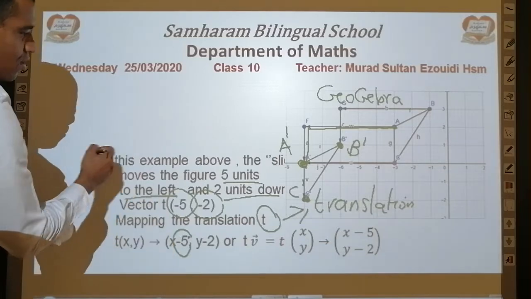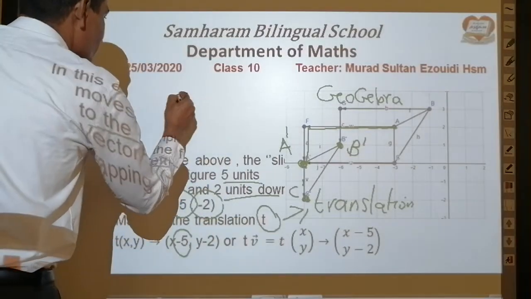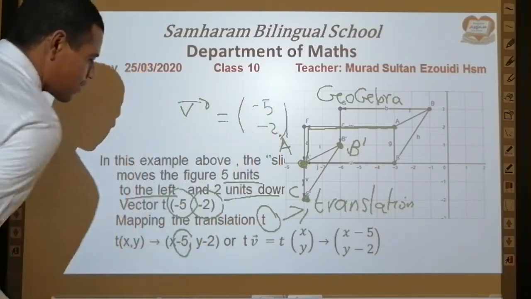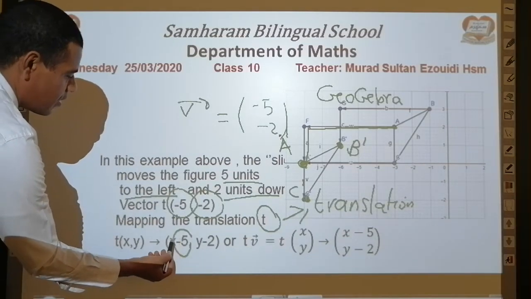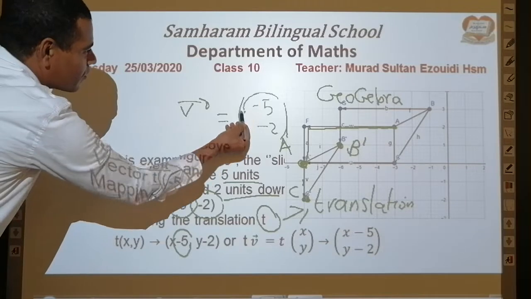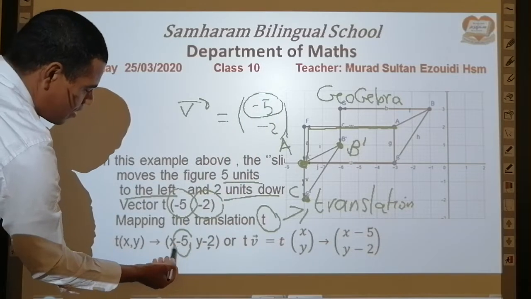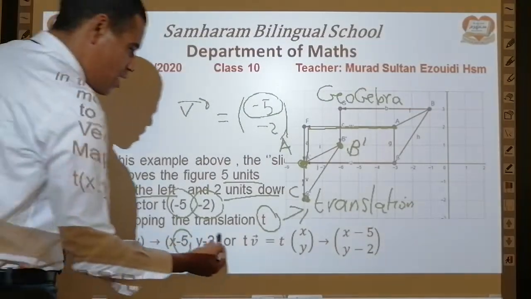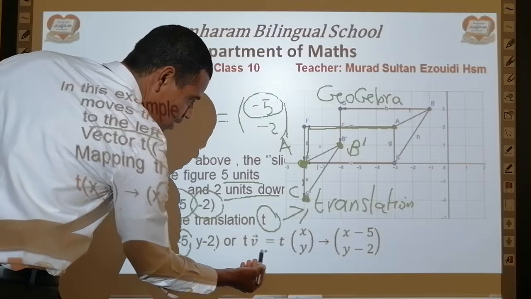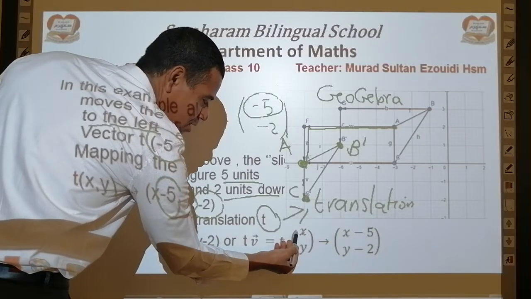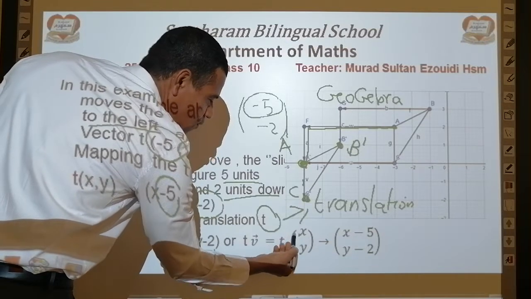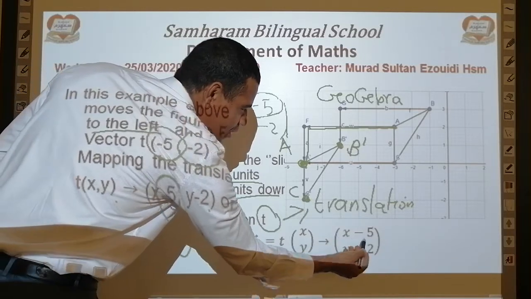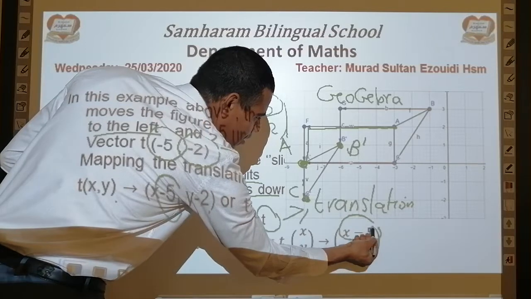Why did I make here negative 5? Because the column vector v is equal to negative 5, negative 2. So I made x minus 5, then the next one y minus 2, in order to get the coordinates of the new point after translation. So translation of the vector v maps the point x, y to x minus 5 and y minus 2. This is the last answer.